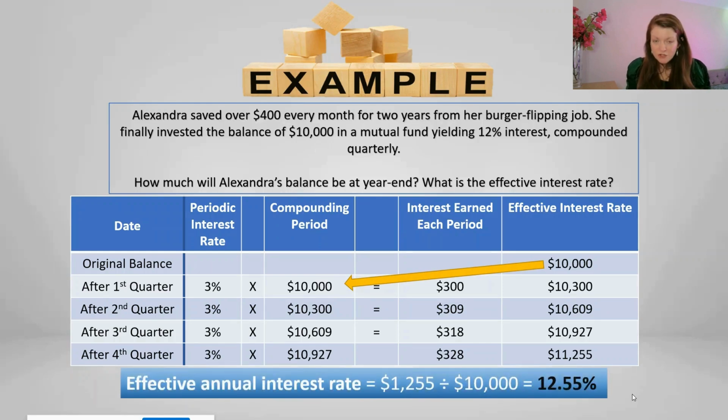The effective interest rate is something you're going to need to know how to calculate. The effective interest rate, you take $1,255, which is what she earned in interest. See, if we go down to the final number, the $11,255 minus the $10,000 she invested, her total interest was $1,255. Divide that by the initial investment, and her actual effective interest rate, the actual amount of interest she got, was 12.5%. So she got more interest because it compounded more often. So that's a formula you're going to want to know.